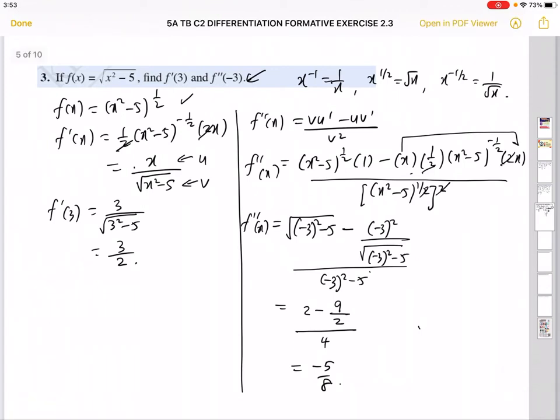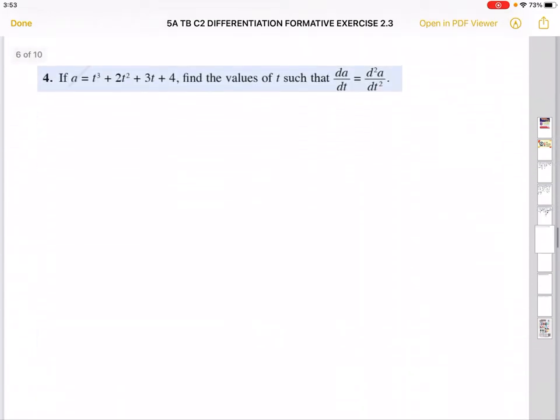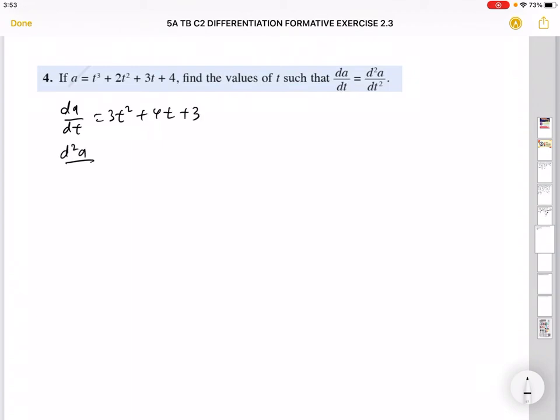All right, moving on to question number 4. Here we are supposed to find the value of d given that dA/dt equals d squared A/dt squared. So we'll just differentiate the first time. You get 3d squared plus 4d plus 3. When you differentiate the second time, you get 6d plus 4. So I'm going to sub inside my dA/dt and d squared A/dt squared. So 3d squared plus 4d plus 3 equals 6d plus 4.